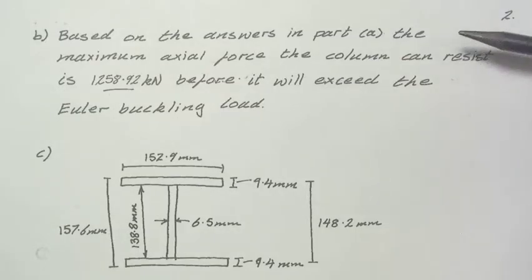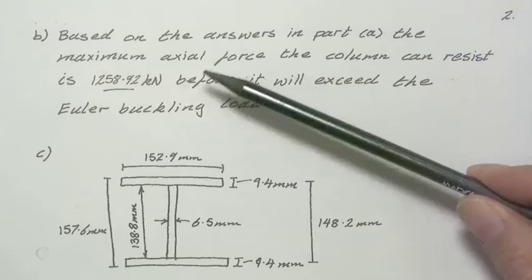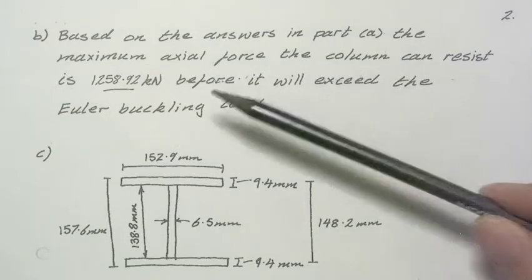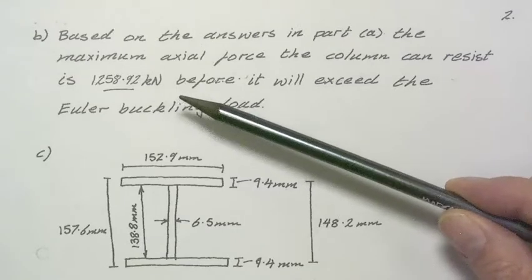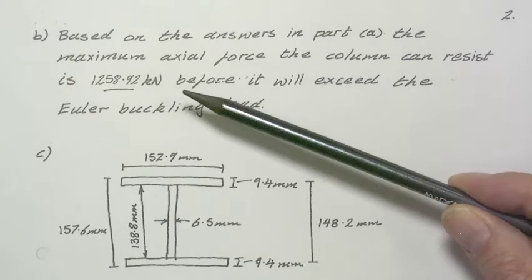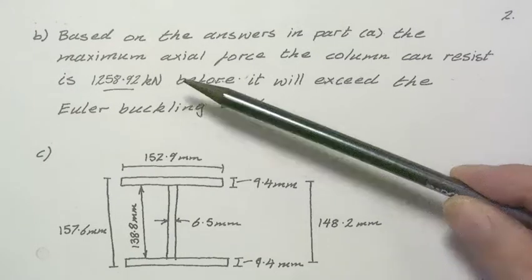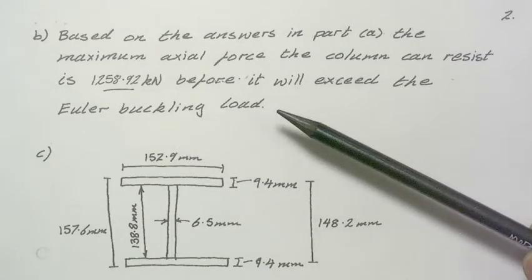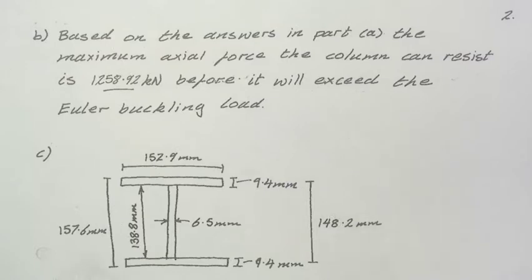In part B, I'm just confirming what we've just gone through in part A. I'm confirming that the maximum axial force that the column can be expected to resist is the lowest force that we calculated when we were looking at buckling about the major and the minor bending axes, and also when we were looking at the material yield load. So it's the one that we found for the Euler buckling load when we have buckling about the minor bending axis.